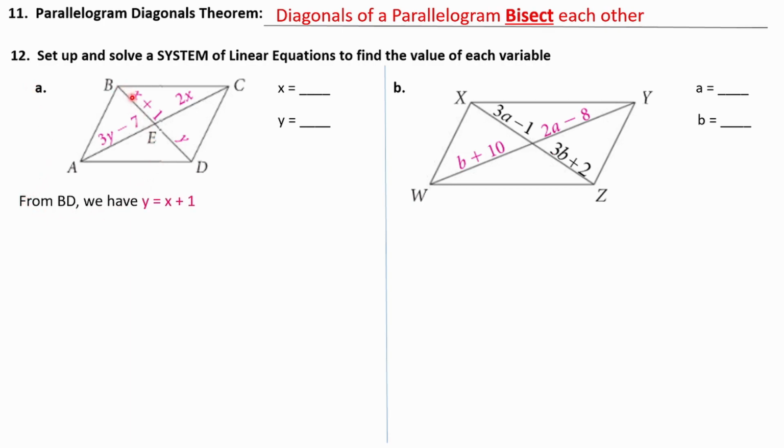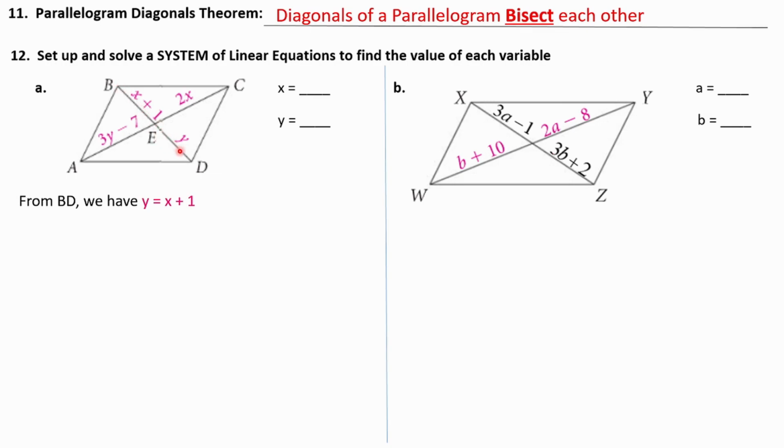from our diagonal BD, because AC is the other diagonal and it is bisecting BD, that means that this point where my cursor is the midpoint, which means that x plus 1, this expression, will be equal to this expression y, or BE is equal to DE here. So I have y equals x plus 1 for my first equation.